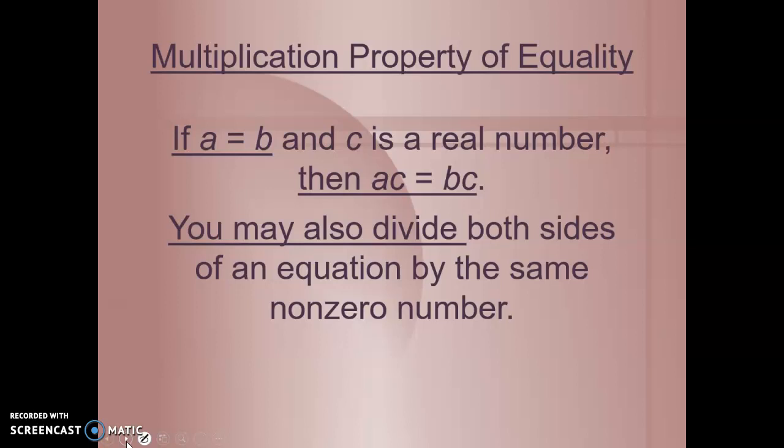Whatever I do to one side, I need to do to the other. Remember that this is supposed to be symmetric. Equations are symmetric. In order to keep things symmetrical, whatever I do to one side, I've got to do to the other side as well.